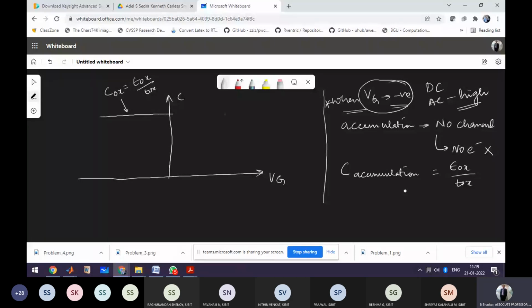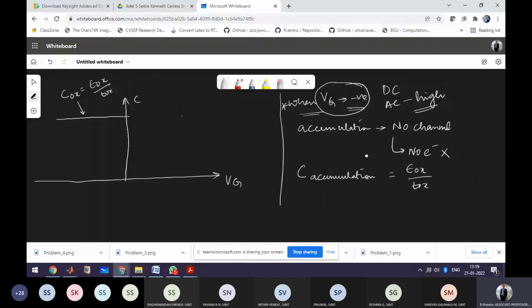But I'll put one more question here. No matter whether the AC you're applying is high or low, is this graph going to remain the same till here, till VG equal to zero? Can somebody answer the question? No matter whether I apply a high AC frequency or a low AC frequency, is the COX going to differ, or will it remain the same in this accumulation operating condition?